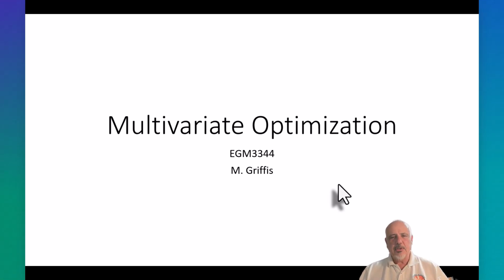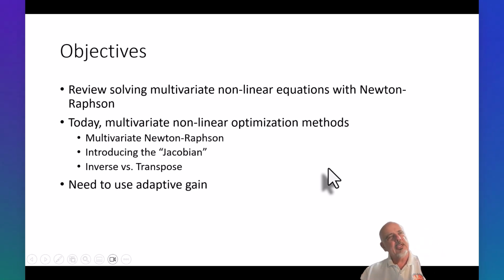Hello, today it's my pleasure to talk about multivariate optimization. What we do is we start with thinking about how we solved multivariate nonlinear equations where there were solutions. And then we just tweak our thinking to where in an optimization scenario, there's really no solutions, but you're trying to minimize a particular optimization function.